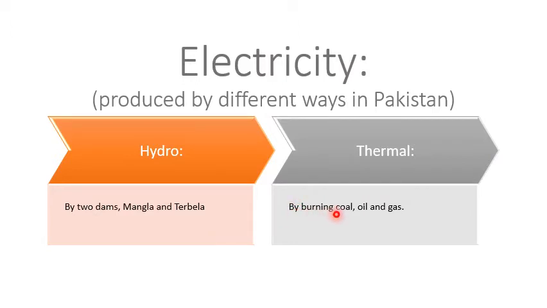Apart from this, the thermal way of producing electricity is done by burning coal, oil, and natural gas, which are the fossil fuels. We know what fossil fuels are. Fossil fuels are substances that give off heat when they burn. So when they burn, they produce heat. It means they produce temperature. That's why we call them thermal. So we can generate electricity by thermal ways in Pakistan, and it is done by burning coal, oil, and natural gas.